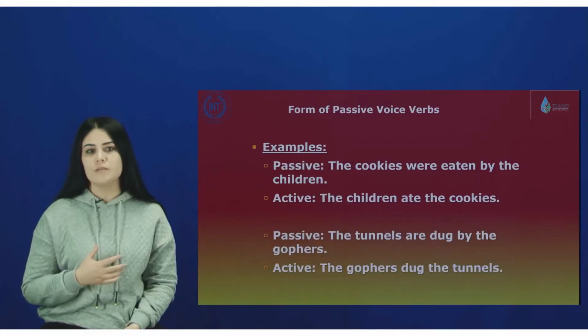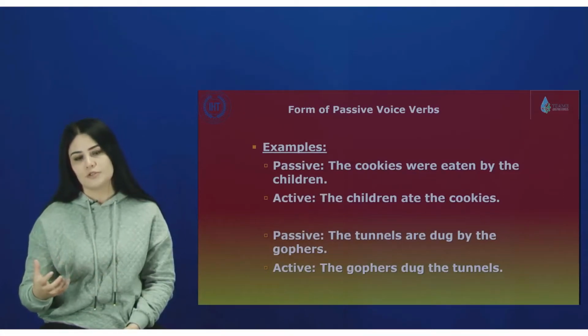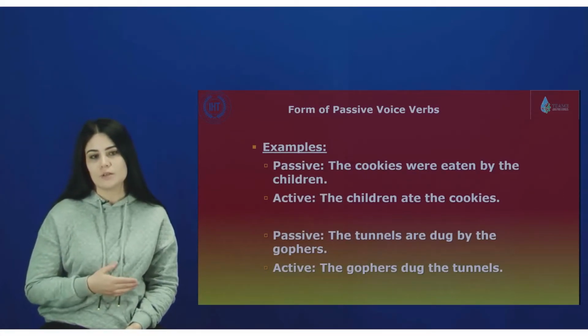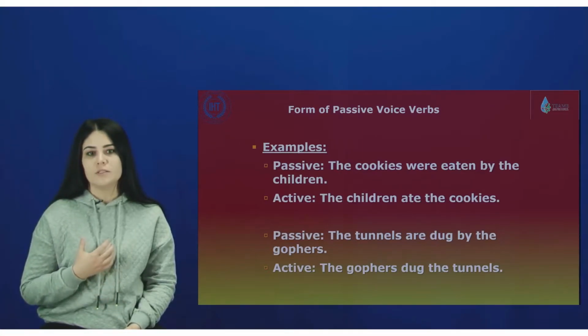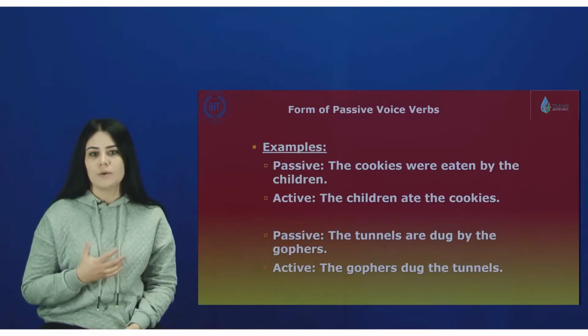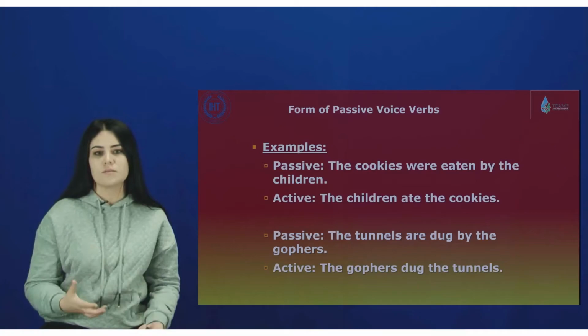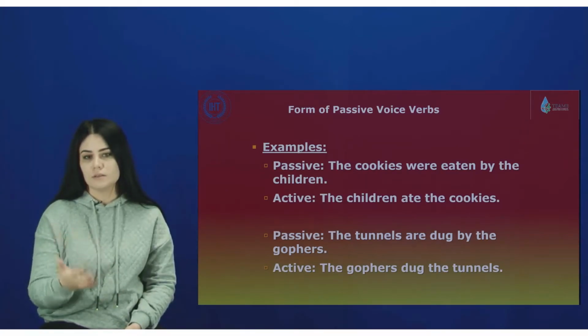Passive. The cookies were eaten by children. Active. The children ate the cookies. So this is past simple, as you see. Passive. The tunnels are dug by the gophers. Active. The gophers dug the tunnels. So this is the same construction in present simple.